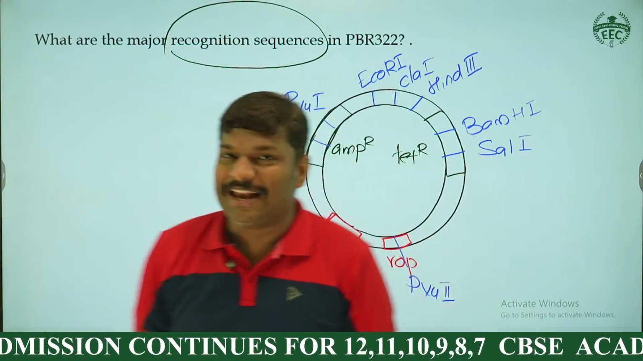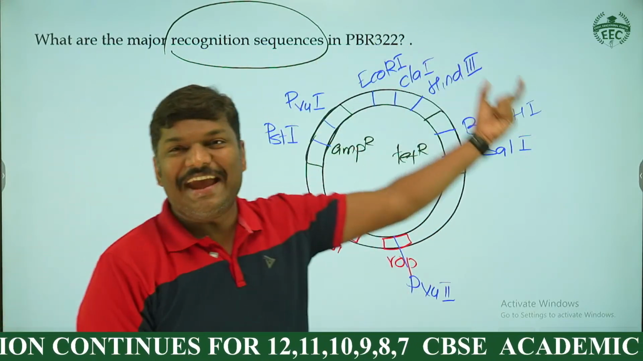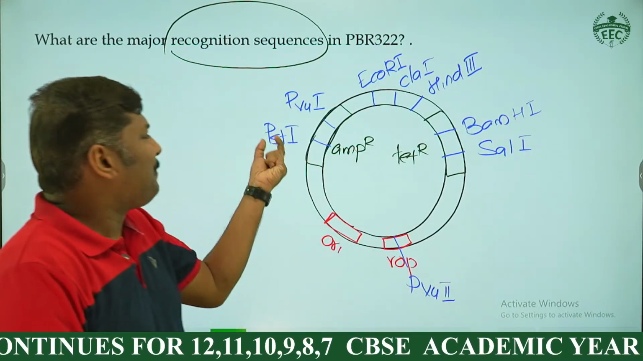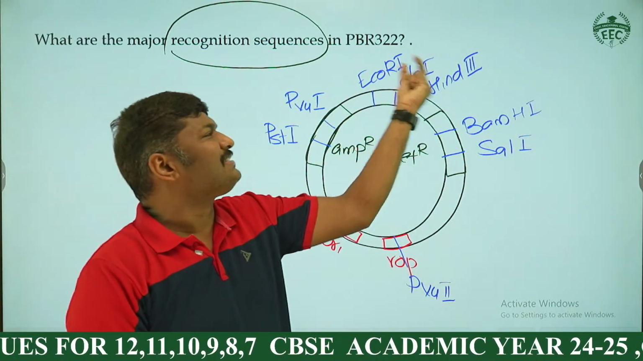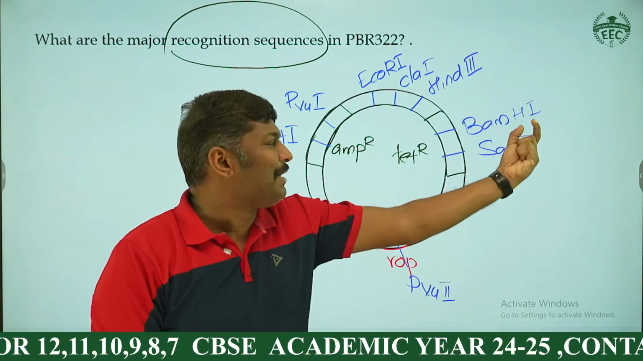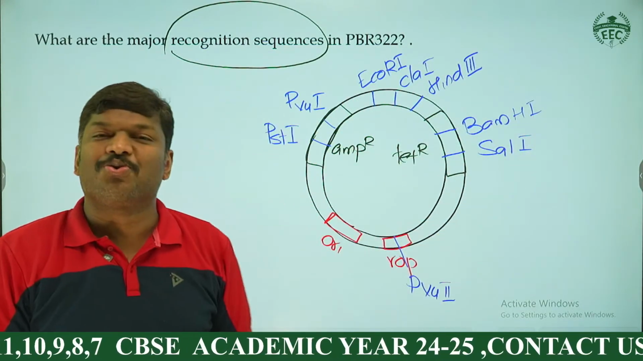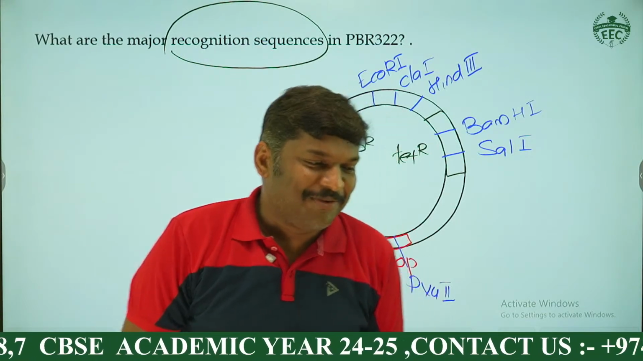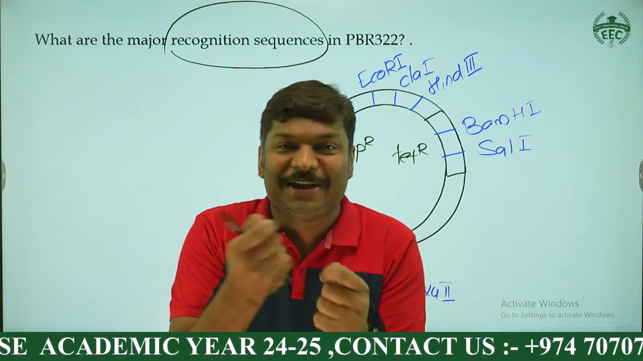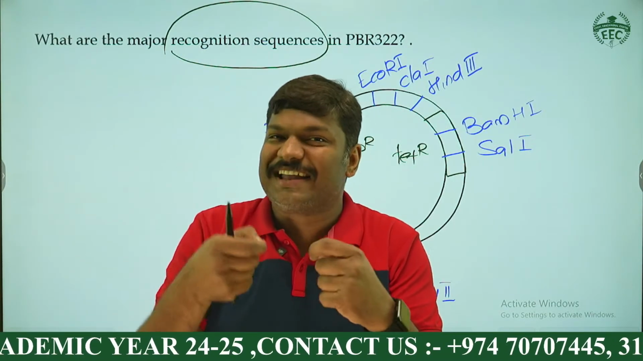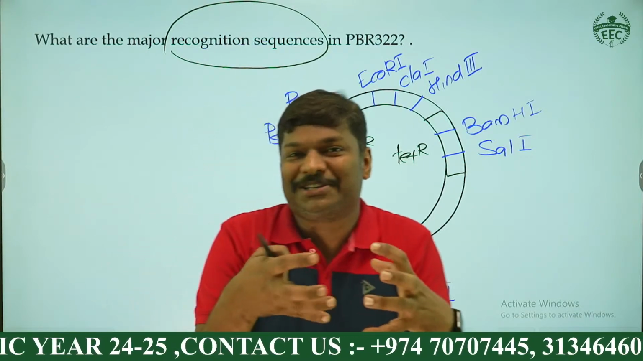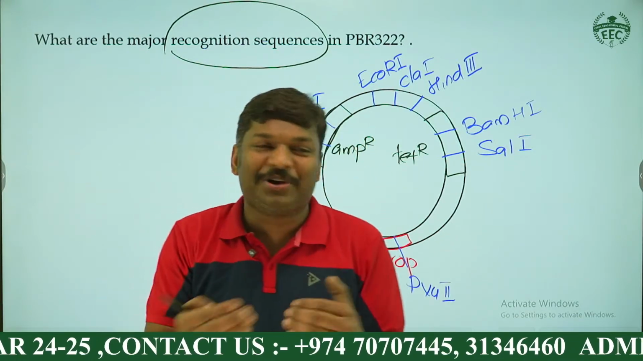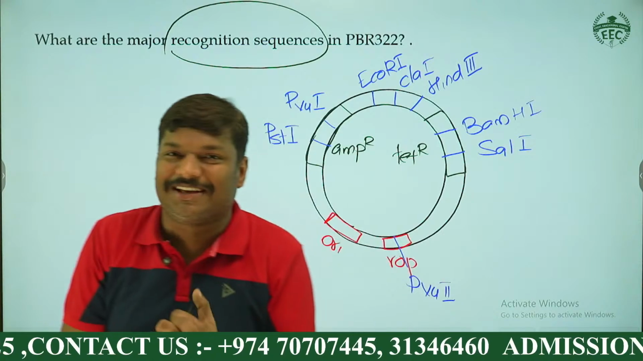As you all know, it is a little bit difficult to remember all 8 recognition sequences, my dear student: PST1, PVU1, EcoR1, CLA1, HIND3, BAMH1, SAL1, PVU2. How can you remember all these things? We can do that only with the help of connecting it with a cricket match, my dear students. How can you connect the plasmid with the cricket match?